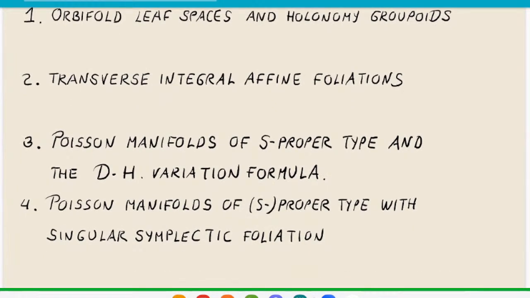this Poisson manifold of proper type and the Duistermaat-Heckman variation formula. And the connection with the previous parts is that there's a modern viewpoint in Poisson geometry that uses both Lie groupoids and symplectic geometry. And well, that viewpoint that shows up in the previous two parts will make the connection.